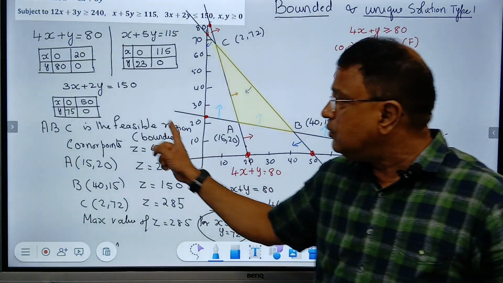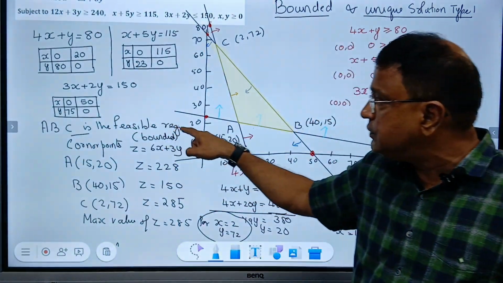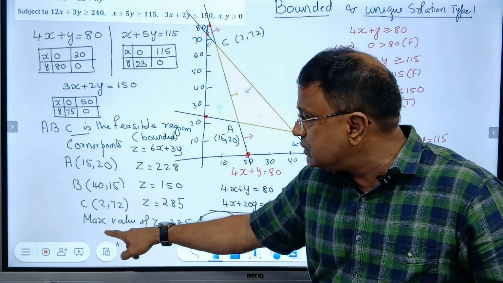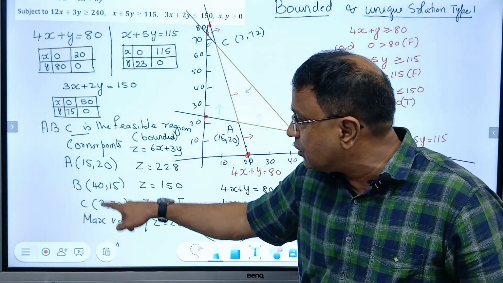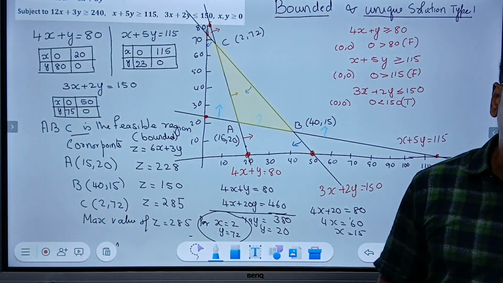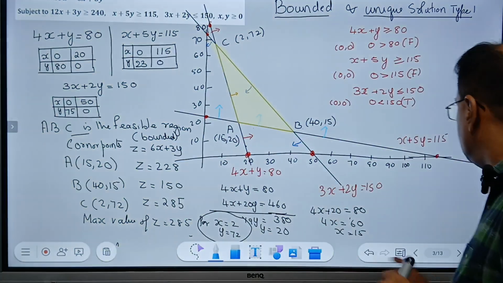Then you find whether it's a feasible region. The feasible region is bounded, and the corner points are there. Corner points you take and substitute in Z and check which is maximum. Whichever is maximum, that is the maximum value. I hope this is clear to you.